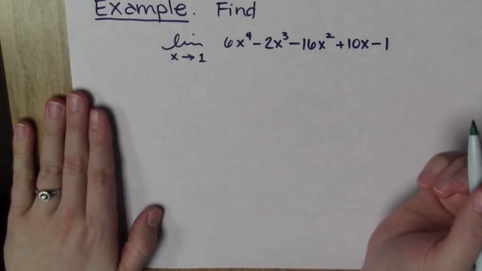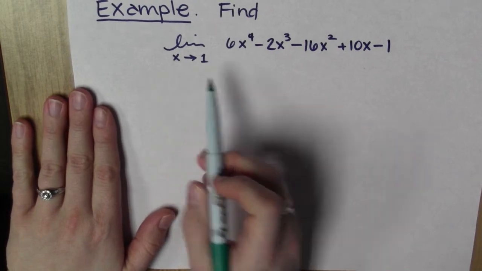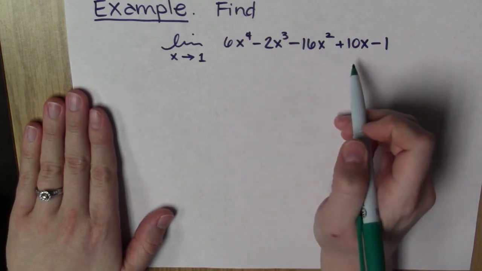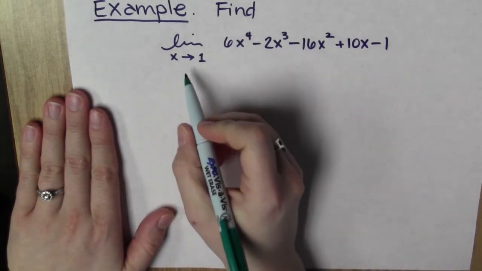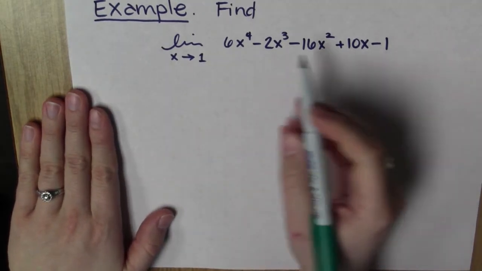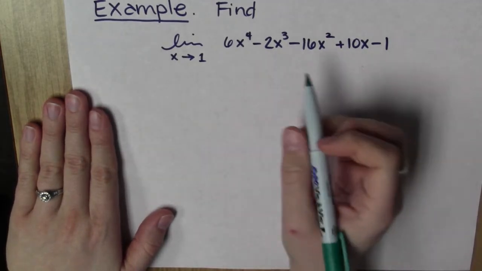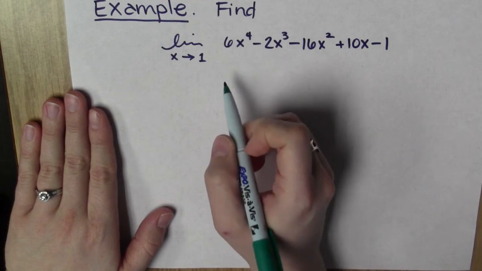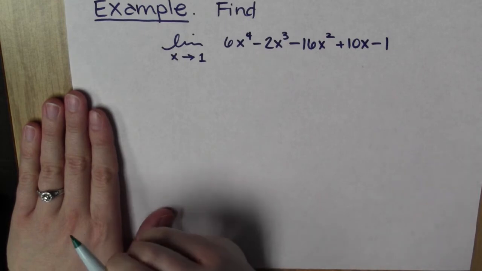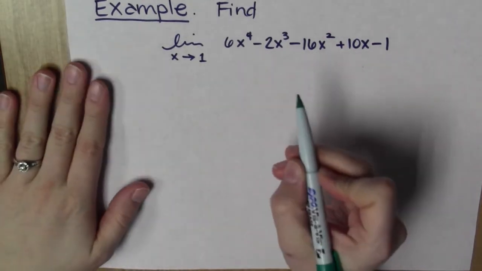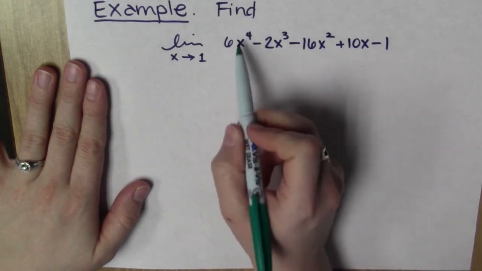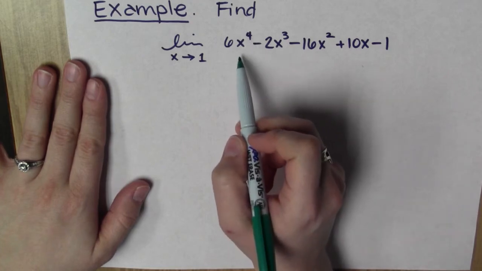So for this example, I want to find the limit as x approaches 1 of 6x to the 4th minus 2x cubed minus 16x squared plus 10x minus 1. Because I know that the limit of a sum is the sum of the limits, I can split this all apart. Since I know that the limit of a product is the product of the limits, I can separate each coefficient from the term. And because I know that the limit of a composition is the composition of the limits, I know that for any power of x, I can just plug in the value.